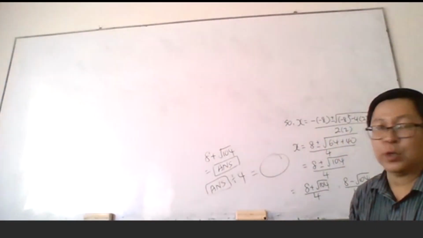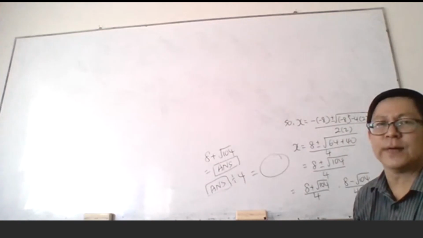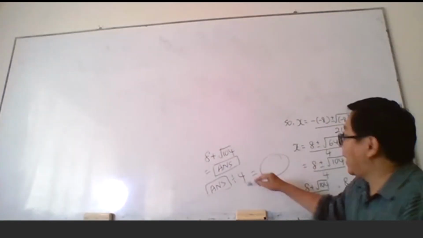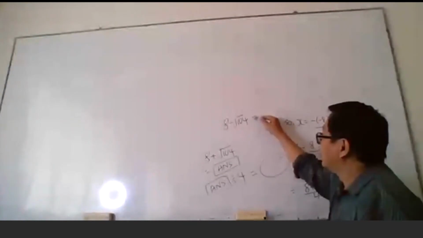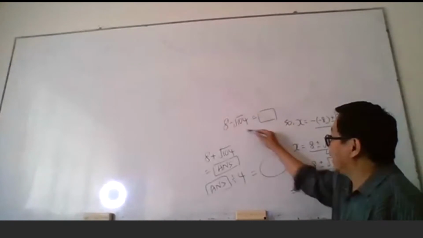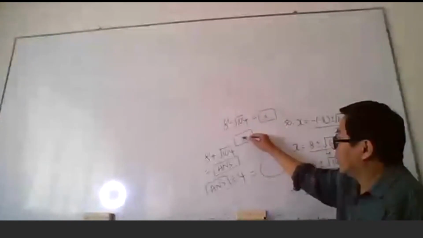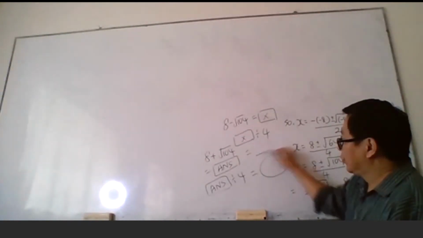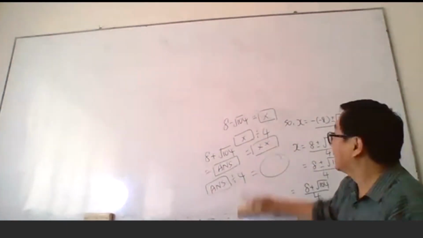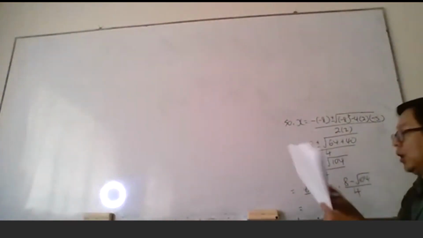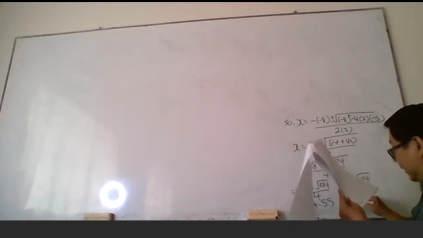Understand or not? Don't go too fast. Just do it one by one. Like this one, we put 8 minus square root of 104, and get your answer. Once you determine your answer, just divide by 4, so you get your final solution. Am I clear? This one will give you the answers of 4.55 and 0.55.